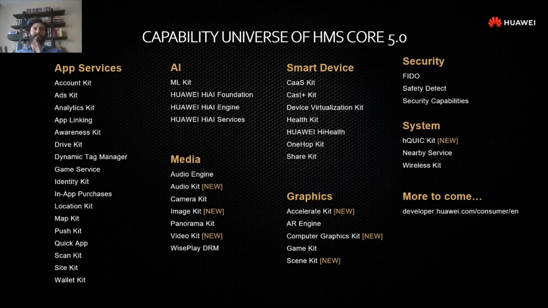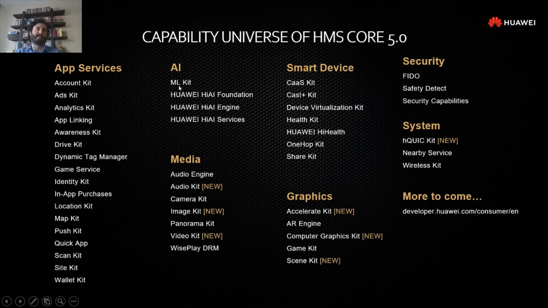As you can see, these are all the services and kits we're providing in the HMS Core 5.0 universe. This version of HMS Core is, I can say, a newly released one. So we have made additions to these kits and gradually we are also developing more kits and we will release more of them. Basically, you can see that our app services basic, these are fundamental for an application. You can see the push kit, map kit, in-app purchases for the monetization part, account kit for the login part and ads kit also for monetization. These are all the basic capabilities.